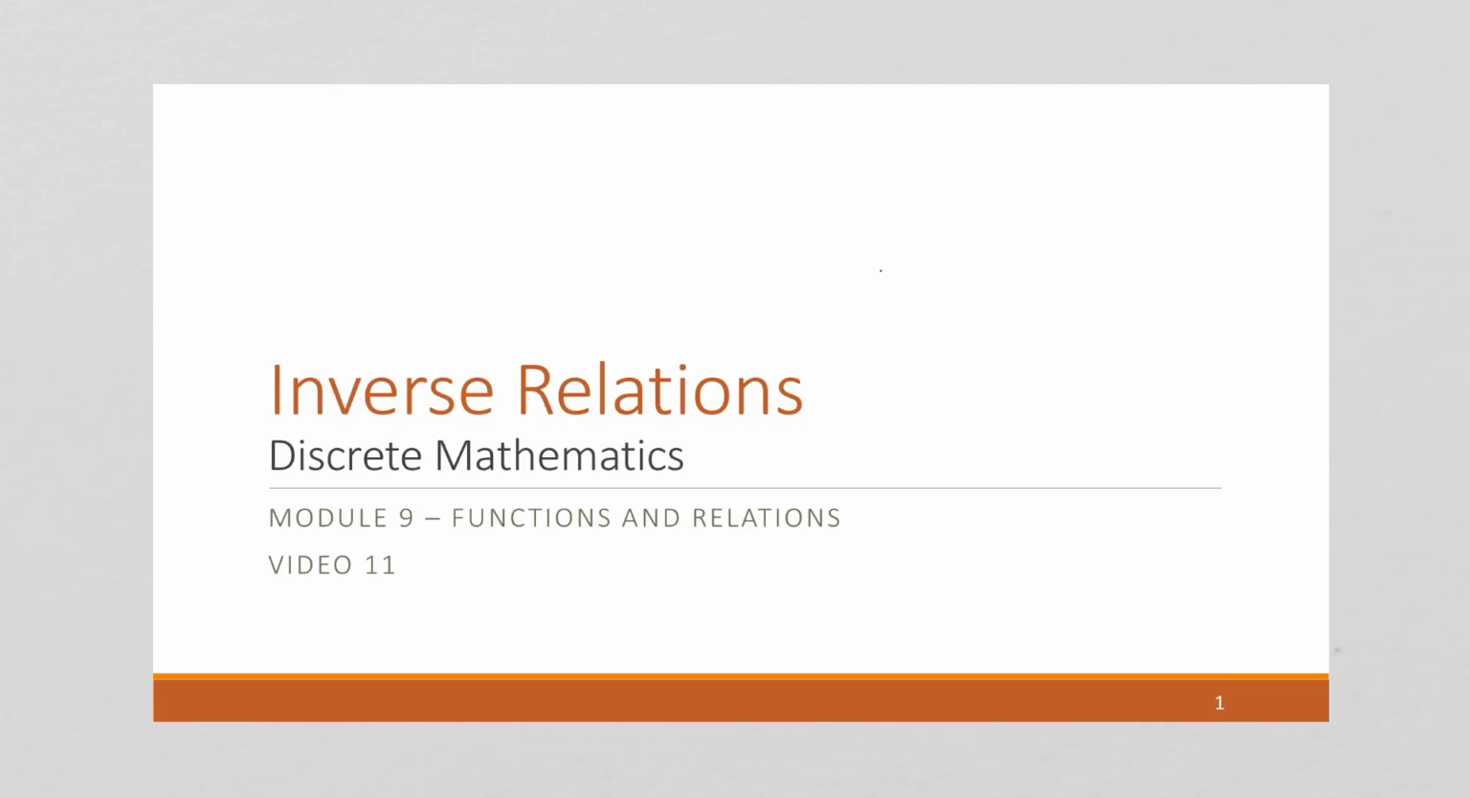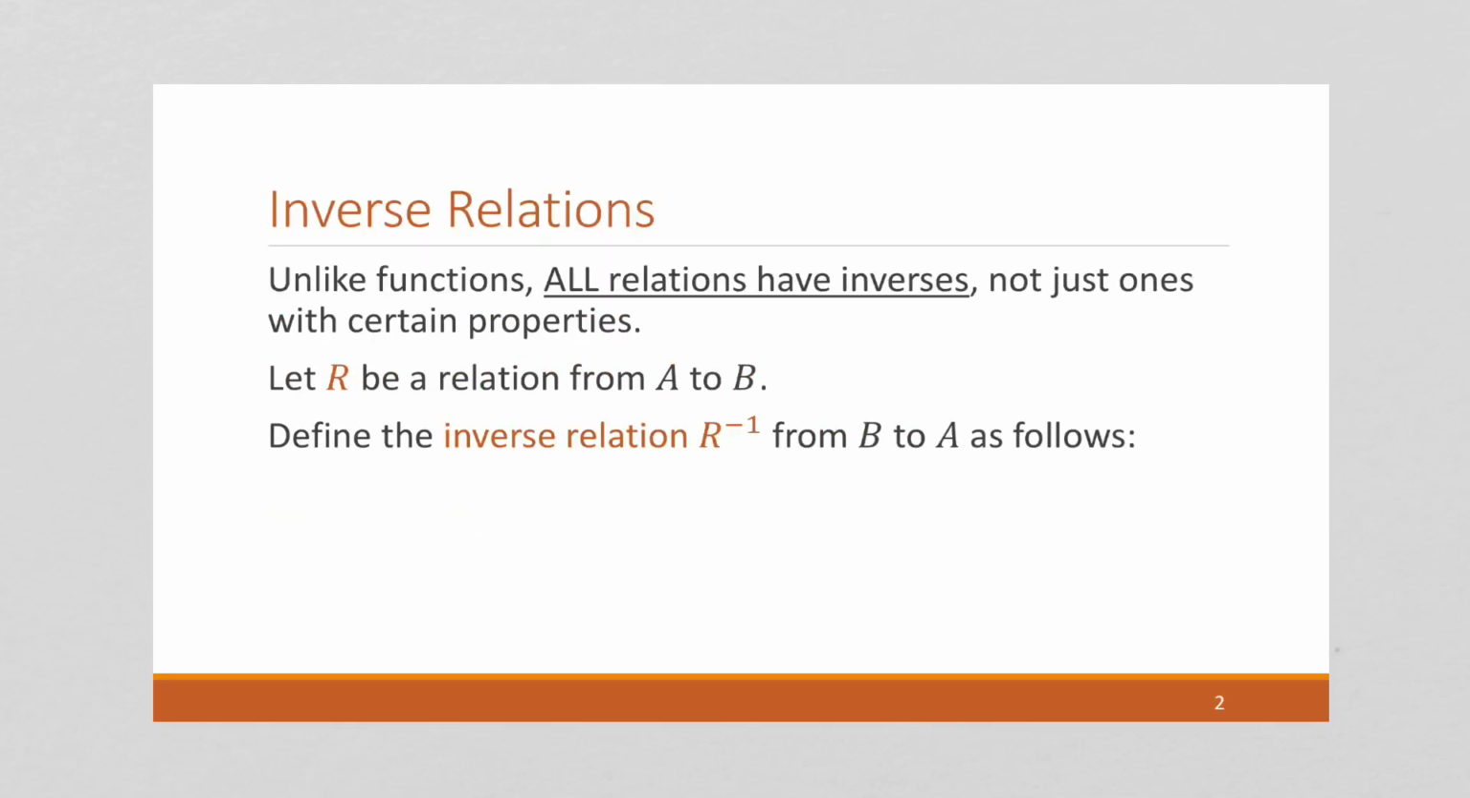So with functions, we talked about what allows a function to have an inverse. And a function only has an inverse if it's a one-to-one correspondence. Well, it turns out that inverse relations are a lot more common. In fact, all relations have inverses, not just ones with certain properties. And that's because we don't have the rules required for functions.